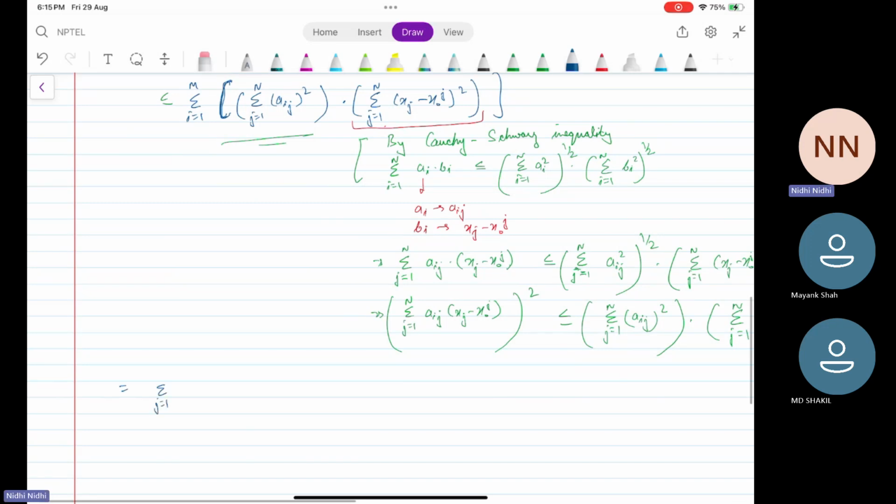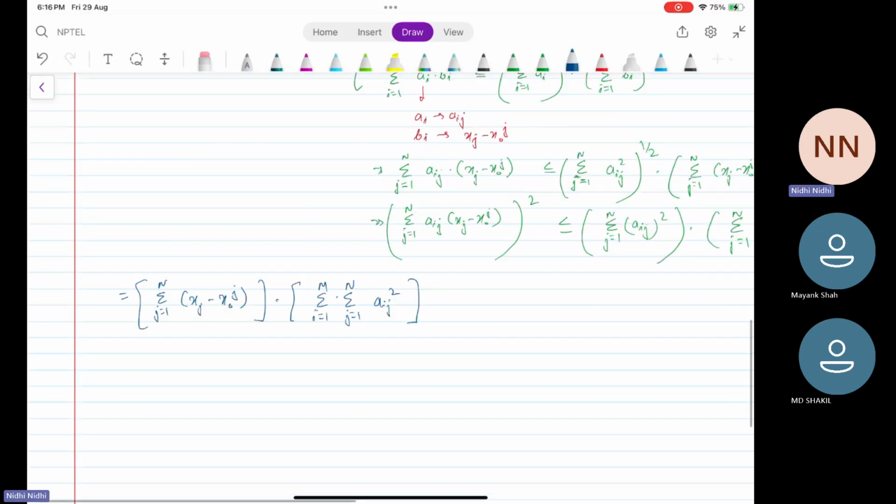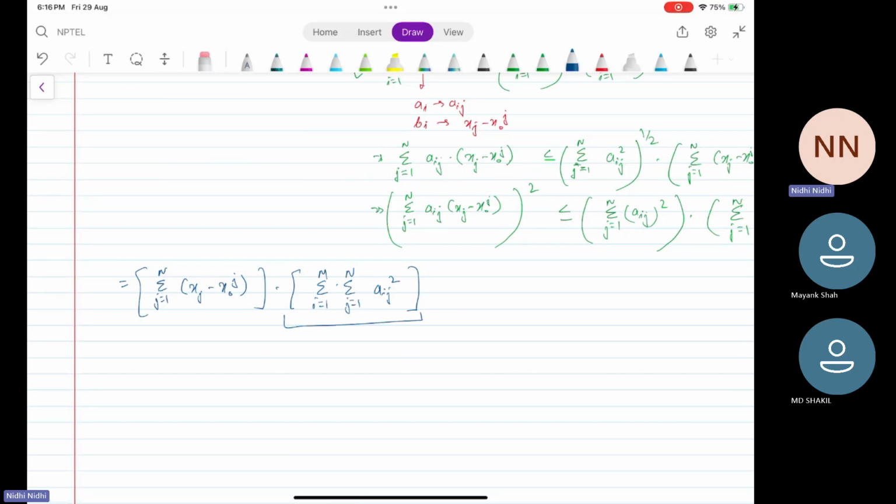So this will be equal to the summation over j from 1 to n of (xj minus x naught j) square, times the summation over i from 1 to m, summation over j from 1 to n of aij square. Since this is a constant, it does not depend on x in any way, suppose alpha is equal to this summation. This is just the sum of all the squared entries of the matrix, so it will be a constant.